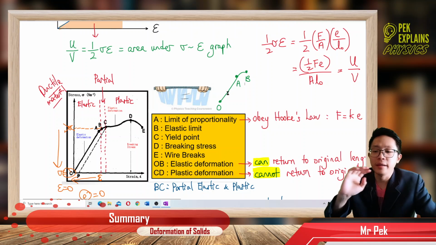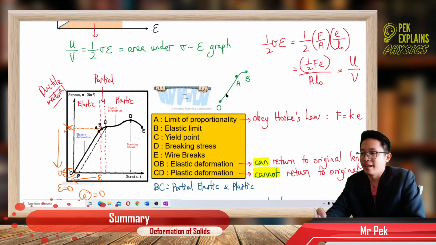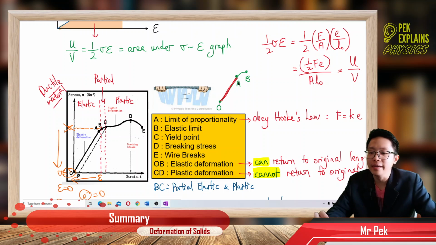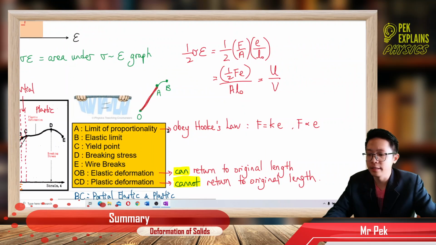So, where does it obey Hooke's law? Only from O to A. A is the limit of proportionality, because O to A is a straight line. So O to A obeys Hooke's law. Obeying Hooke's law means F equal to kx is valid.